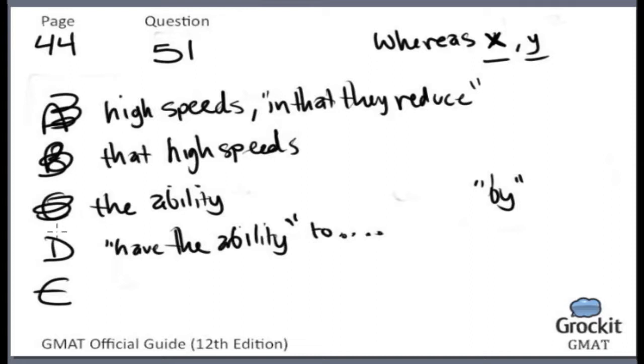So "have the ability," terrible on the GMAT. Run away from it. Double check to make sure that your right answer is in fact right, but highly unlikely to be correct. It really only leaves us with choice E, but let's read it back in.